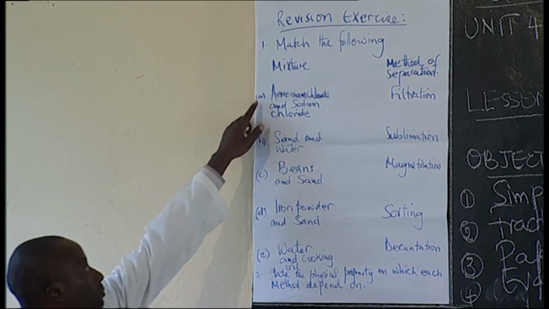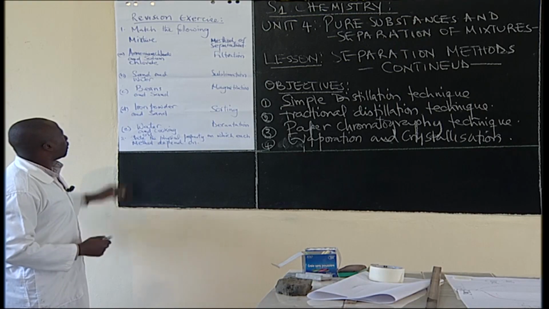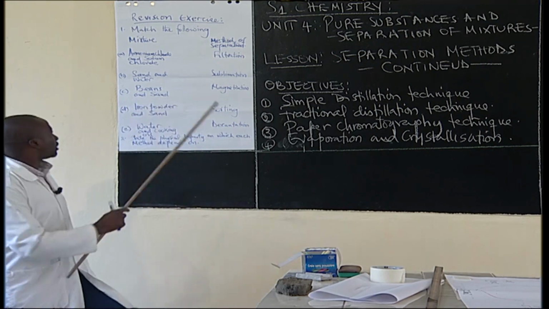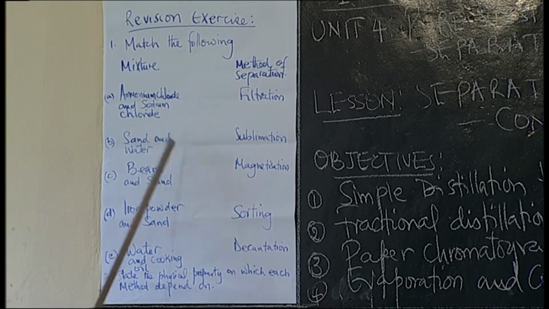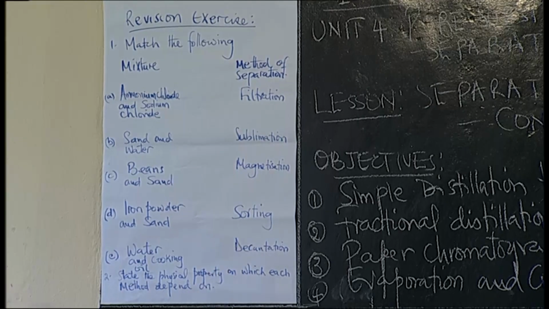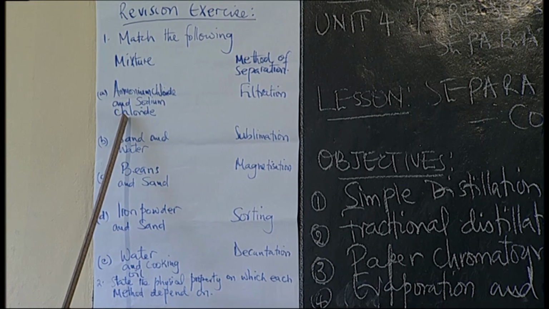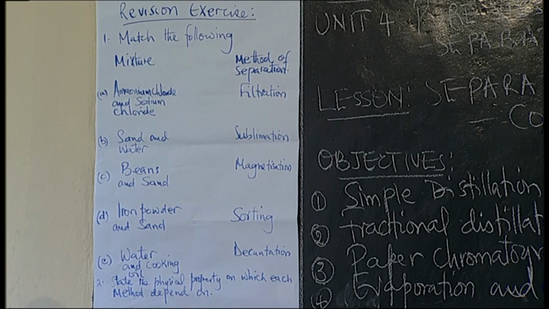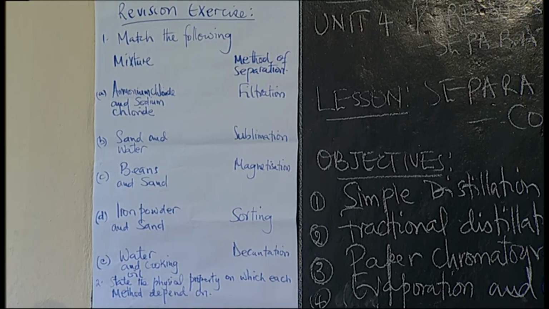When we look at part A, it is ammonium chloride with sodium chloride. Ammonium chloride with sodium chloride. And then we're asked to look at the methods among all these methods. These are the methods that are used. And then we see which method we match with the method that can be used to separate this mixture. I'll just give you a few seconds to do that.